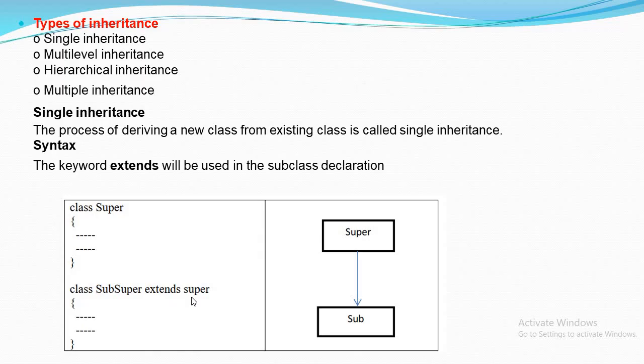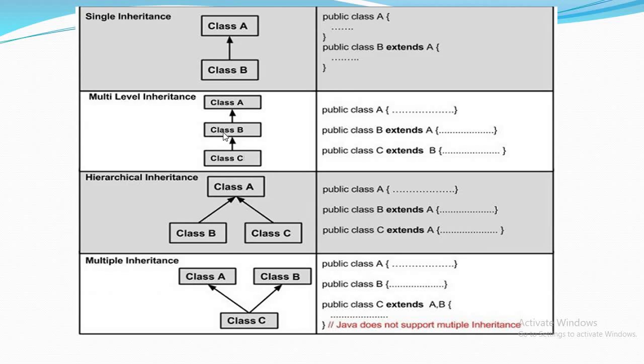Types of inheritance: single, multilevel, hierarchical, and multiple inheritance. Single inheritance: the process of deriving a new class from an existing class is called single inheritance. Here we use only one base class and only one subclass. In the subclass we inherit the properties of the superclass. So these are the types of inheritance.